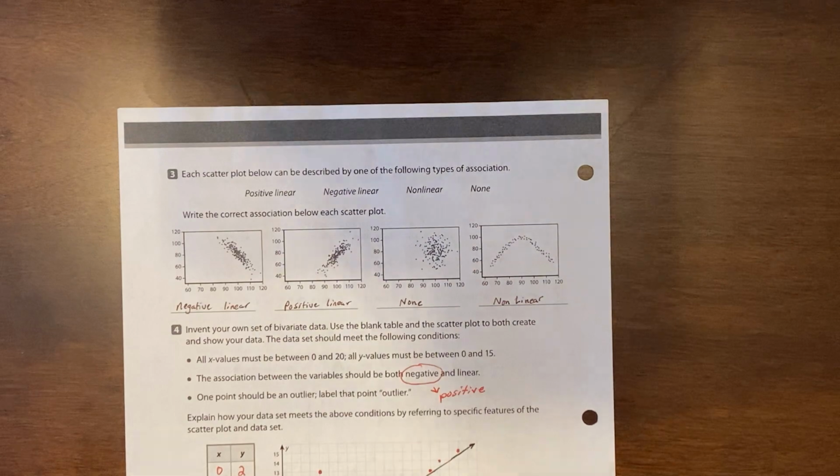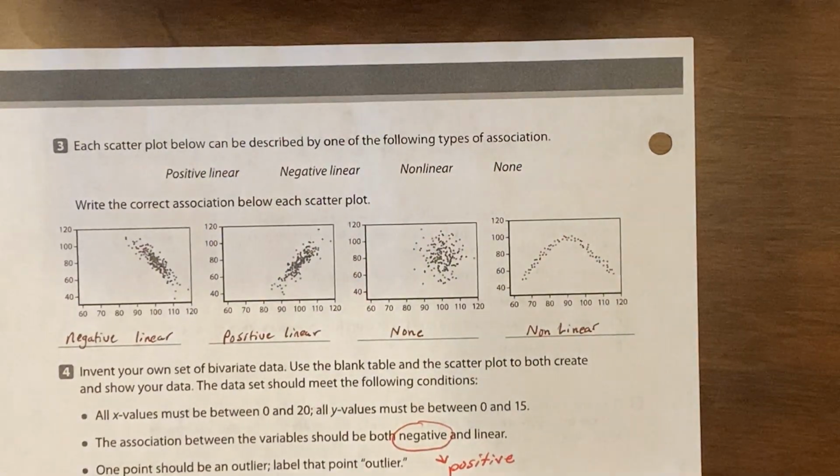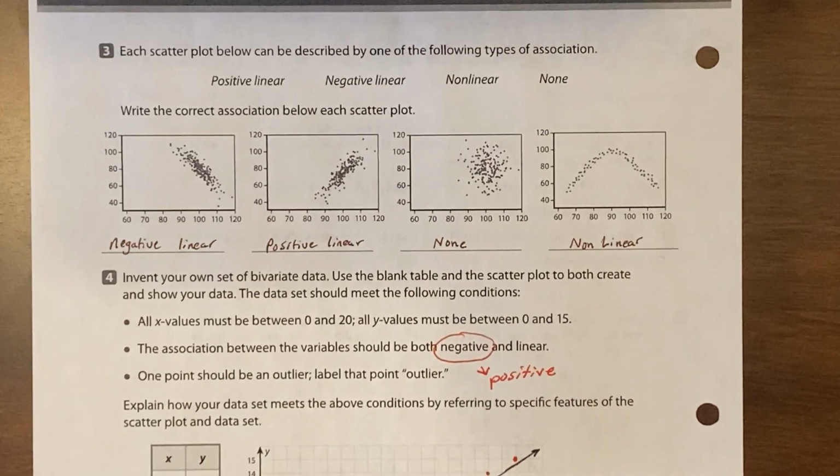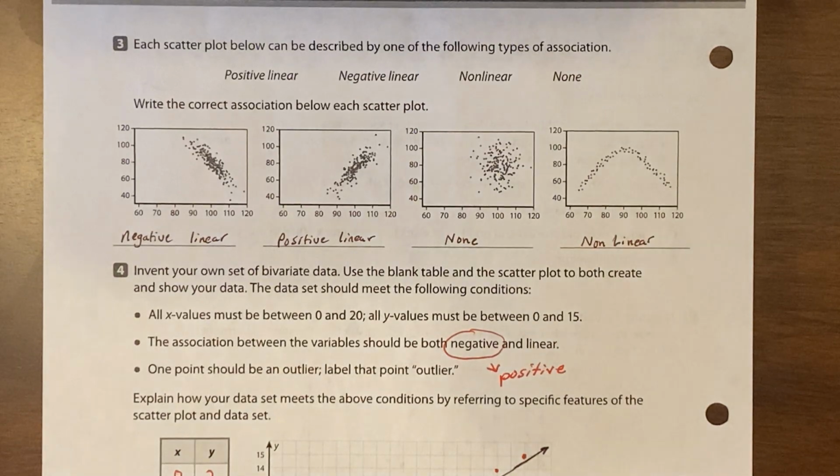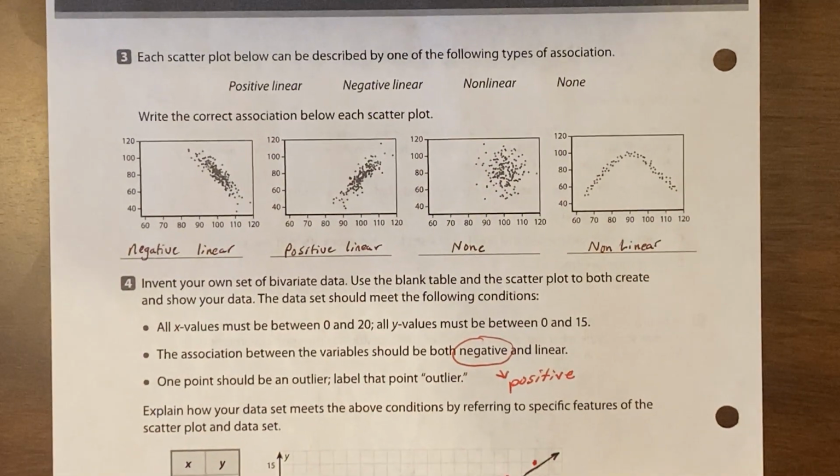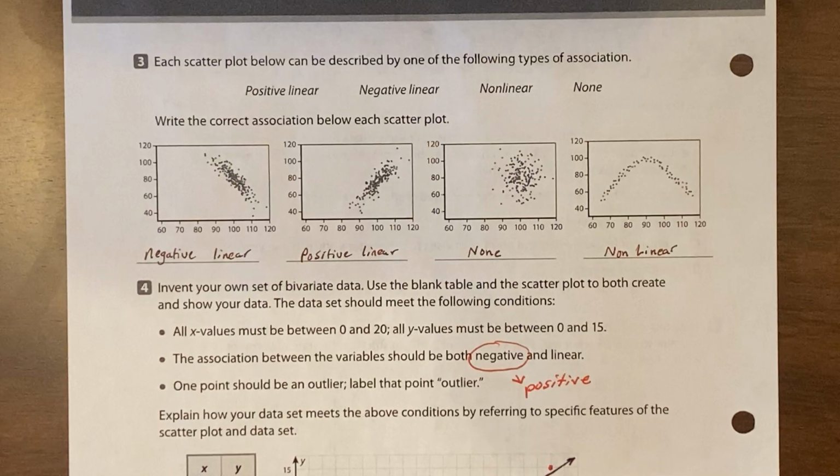All right, the last thing we're going to look at are some examples here. If you notice, this is page 247 in your book, so you can take a look at this as you're watching this video if you'd like. We'll look at number 3 and number 4. Number 3 says each scatter plot below can be described by one of the following types of association. We have positive linear, negative linear, nonlinear, and none.